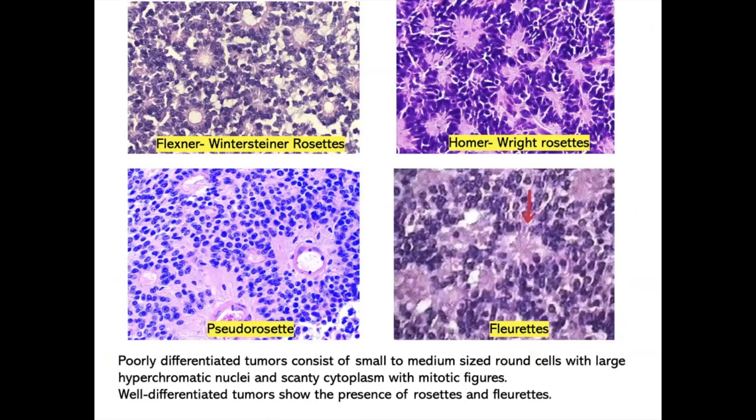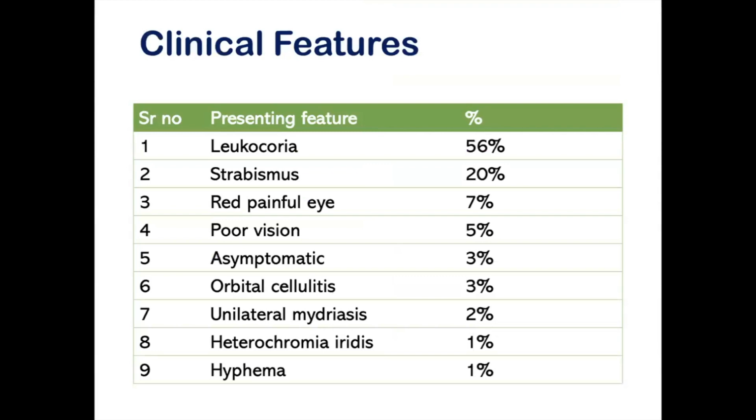The tumor varies from poorly differentiated to well-differentiated cells. The classically described rosettes and florets are seen more in the well-differentiated tumors.